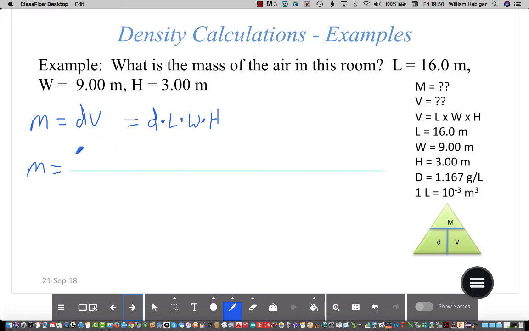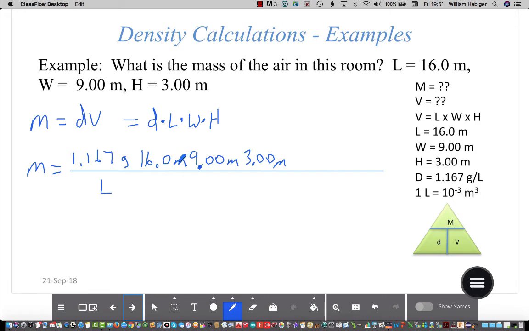So our density, we're going to put in 1.167 grams, and that's per 1 liter. So we're going to put the liter opposite of it so that we don't have a fraction inside our fraction. And then since we're multiplying by length, we're going to put our length on top, and we're going to put our width on top, and we're going to put our height on top. Now, meters times meters times meters is going to give us cubic meters. But cubic meters and liters are not the same unit, so they don't cancel out.